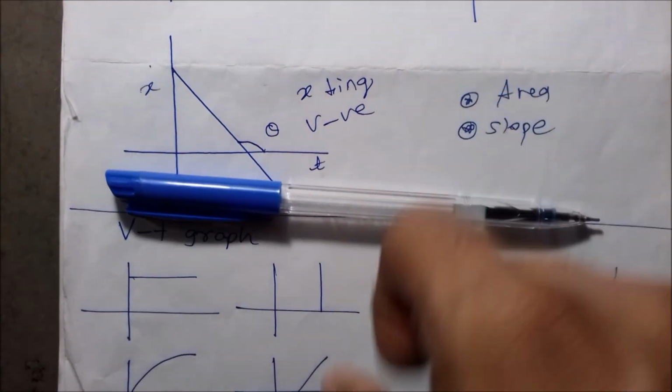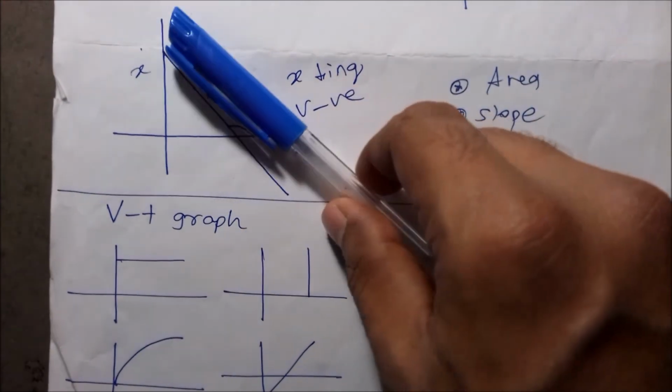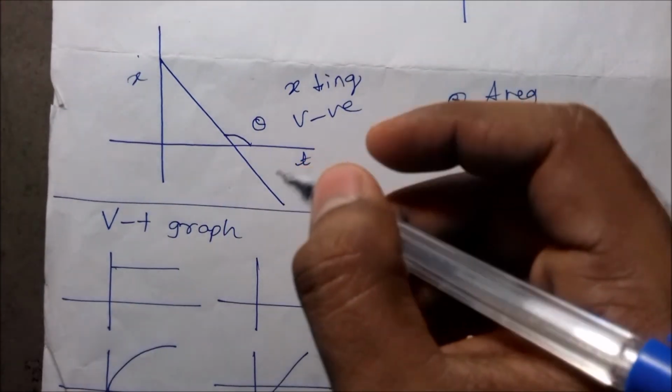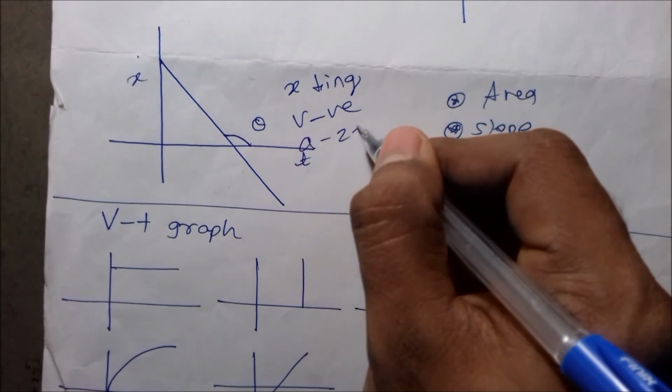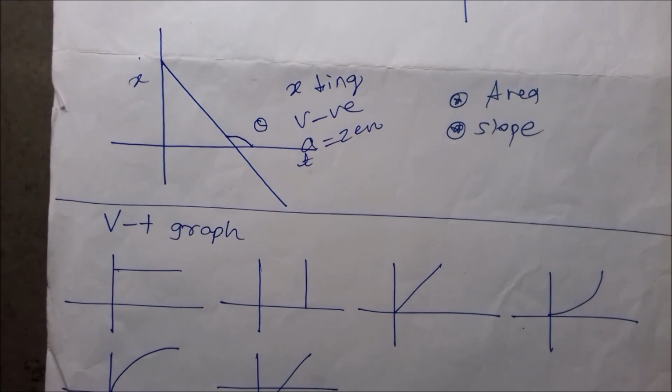Slope of a horizontal line is 0. Slope of an increasing line is positive. Slope of a decreasing line is negative. Slope negative means velocity negative. And acceleration in this case is 0. Slope is constant continuously. Slope constant means velocity constant, therefore acceleration is 0.